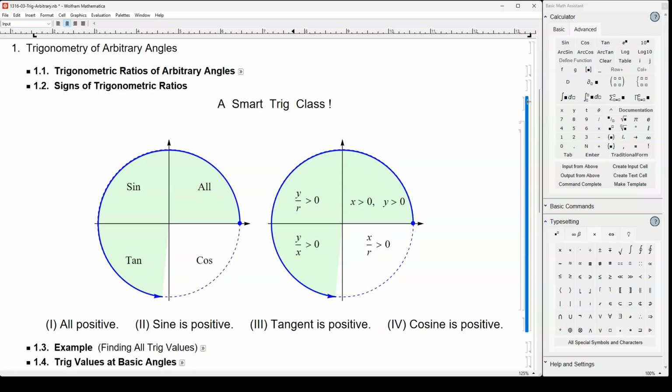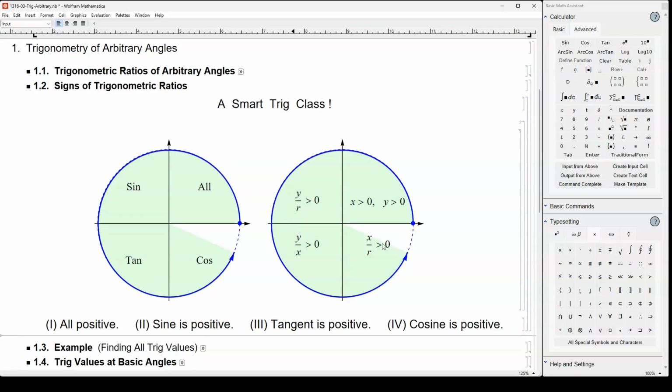I should have stopped the playback. Okay, third quadrant here. In this case, tangent is positive. Both x and y are negative. So negative over negative, so tangent is positive. Sine and cosine are negative because y over r, x over r, y and x are both negative. Radius r is always positive. So in the third quadrant, tangent is positive. The other two are negative.